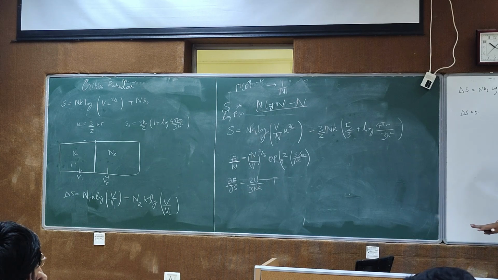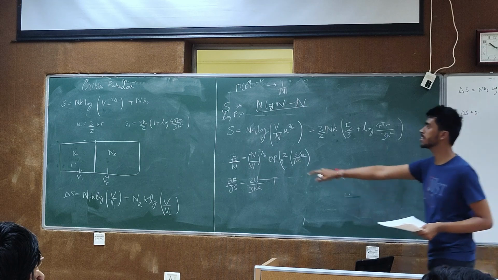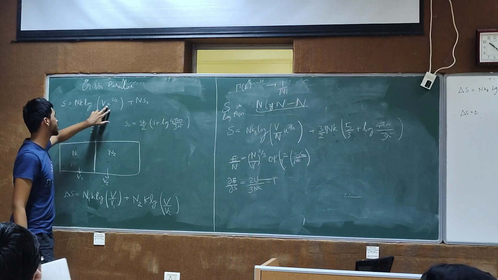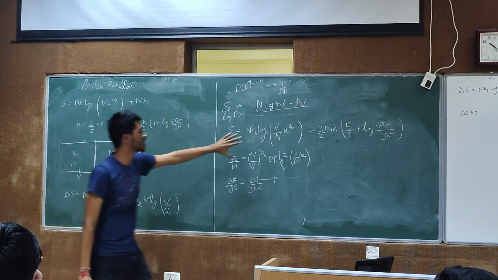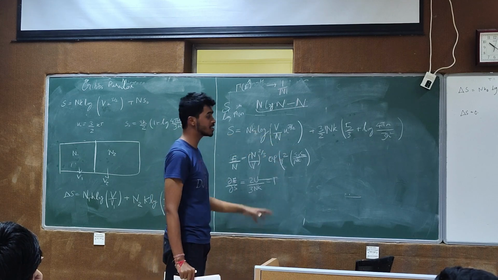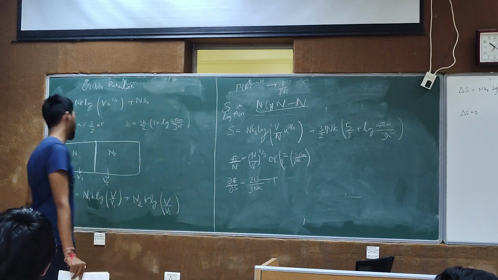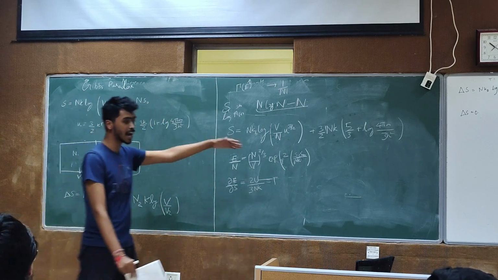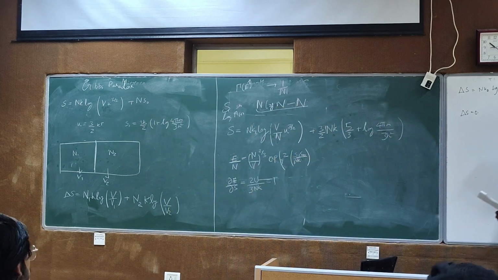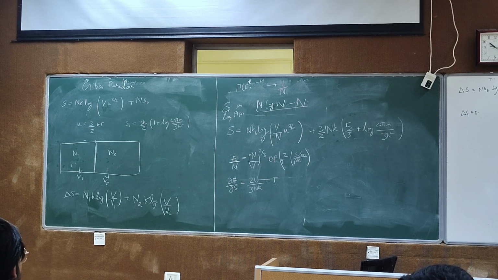Is this thing clear? So in this case, we were comparing only the V's. This is the same for both, but here we are comparing the V by N's. And the V by N remains the same even if you remove the partition for both sides. And if you subtract the final versus initial entropy, you will get it to be zero if both sides are the same.